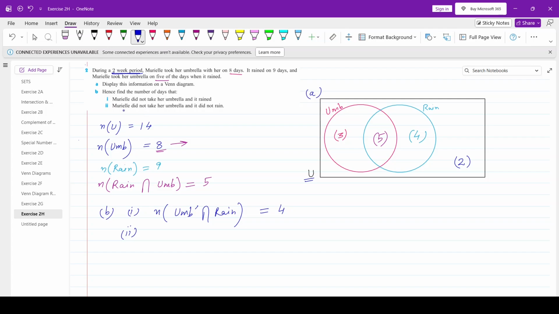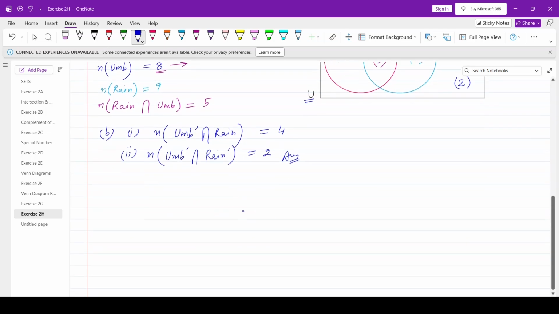Part 2 says, Muriel did not take her umbrella and it did not rain. Number of elements or number of days where umbrella prime intersection rain prime. That is going to be this part. That is 2. That is our answer. Let's move on to the next question.